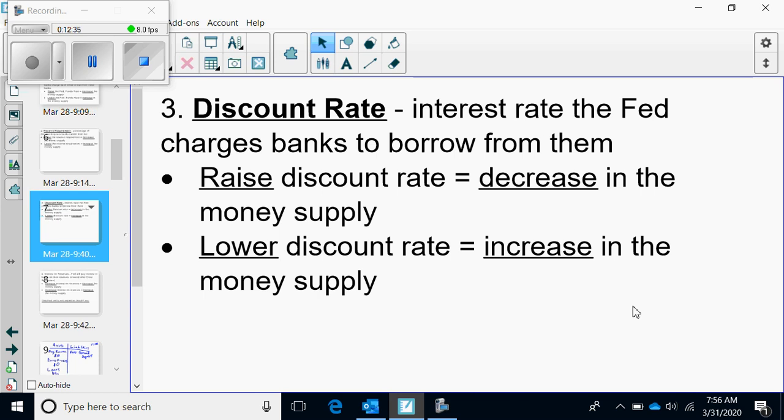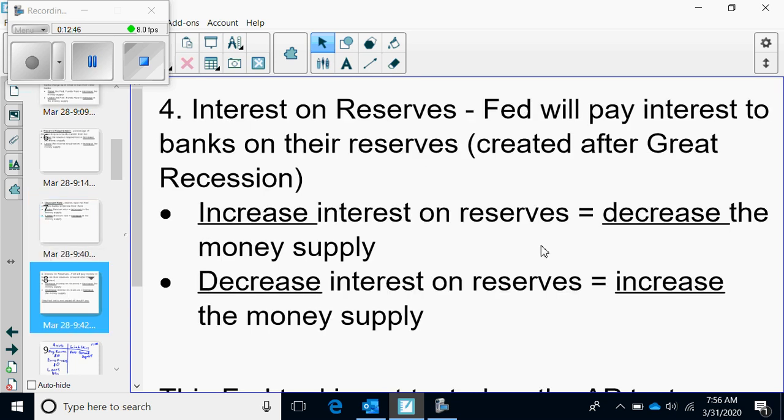All righty. And then another tool they created, which I don't even think is tested yet on the AP test, but I want to tell you about, is interest on reserves. The Fed will pay interest to banks on their reserves. So if they increase this interest on the reserves they're not loaning out, this will decrease the money supply. And if they decrease the interest on reserves, this increases. So you can imagine what they're doing.